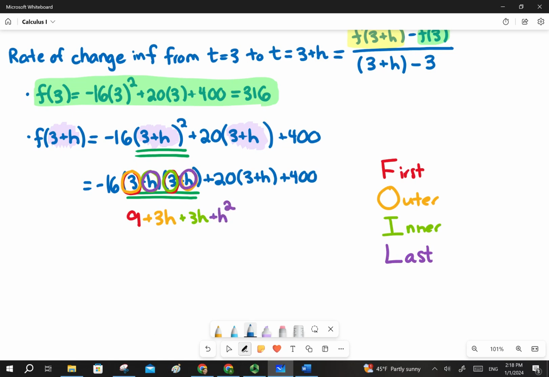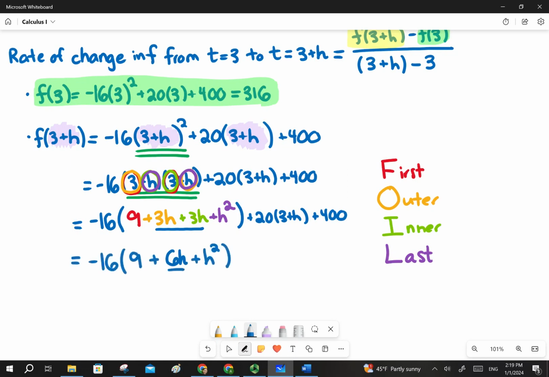I'm going to be very careful to keep all these terms in parentheses so I don't forget to distribute the negative 16 from out front later. Before I start distributing, it helps to clean up the inside of the parentheses as much as possible. In this case, I can't do much, but I can combine the like terms of 3h plus 3h into 6h. So I have negative 16 times (9 plus 6h plus h squared) plus 20 times (3 plus h) plus 400.